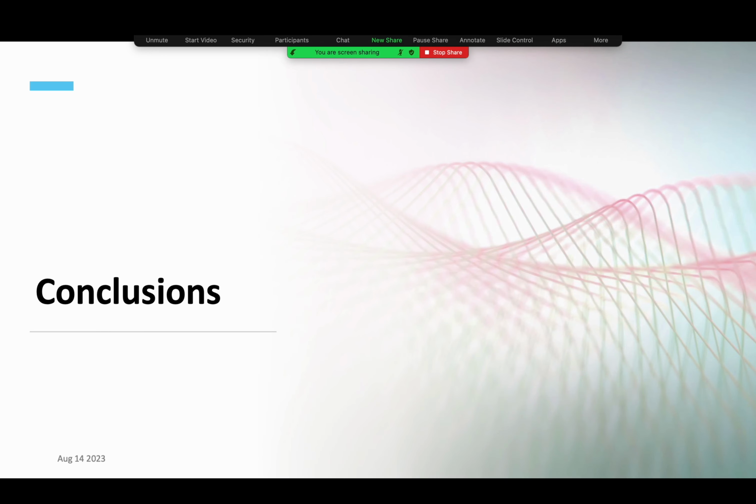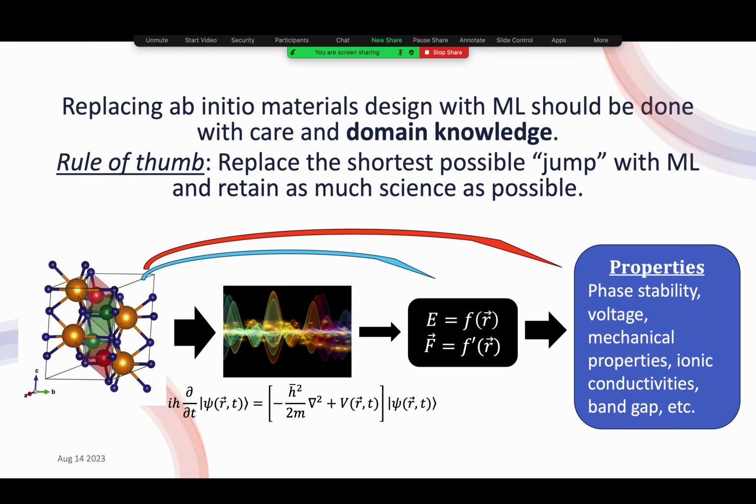All right, I'm going to conclude. Basically, hopefully through this talk, I've convinced you that replacing ab initio calculations with machine learning should be done with care and domain knowledge. My rule of thumb is basically I want to replace the smallest possible step with machine learning, and I want to retain as much of the science as possible. So I have a bias for machine learning interatomic potentials and not material to property prediction models, okay?